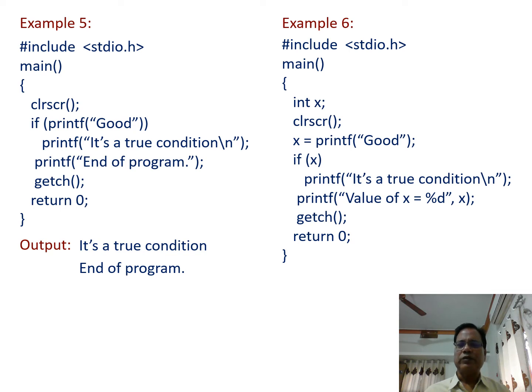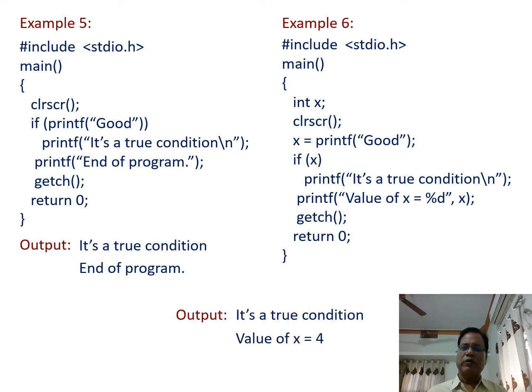If it is non-zero value, condition is true. When condition is true, printf function, which is a single default statement of the if block, prints it's a true condition on the output screen. Then following printf function, value of x is equal to, here what is the return value of this statement, that gets printed at this point. So when we run this program, we get the output like this one. It's a true condition, value of x is equal to 4.